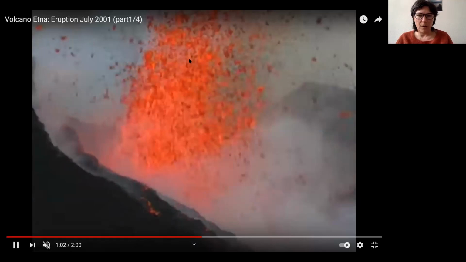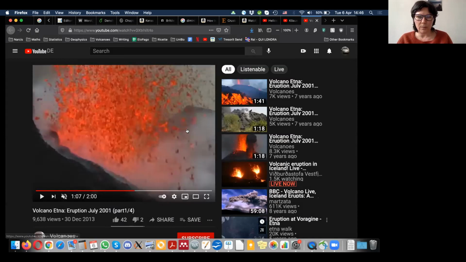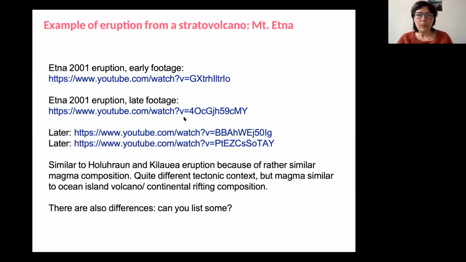Although it is still one volcano, Etna, that is considered not to have particularly explosive behavior. Then we can have a look at this one too.